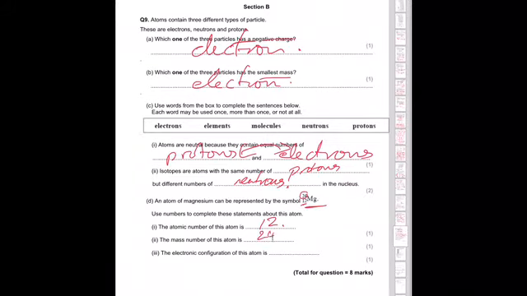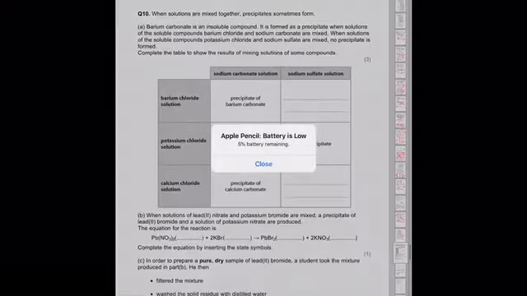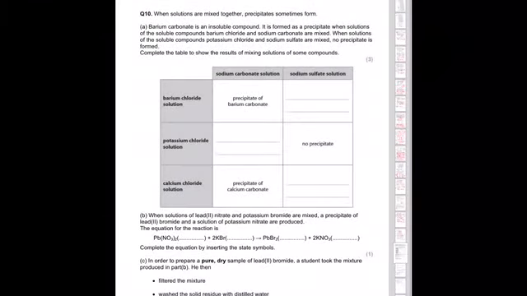So the next thing we need to work out here is the atomic number of protons is 12. The mass number is 24, and the electronic configuration, there's 12 electrons, so it's 2,8,2.